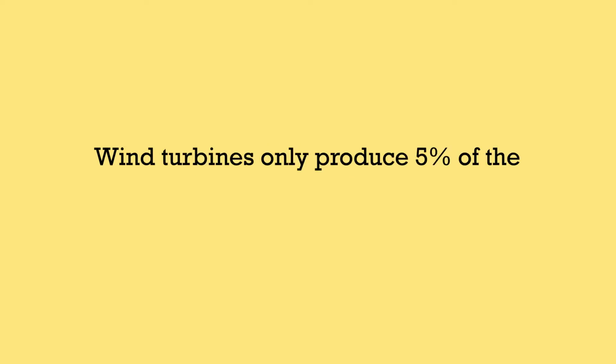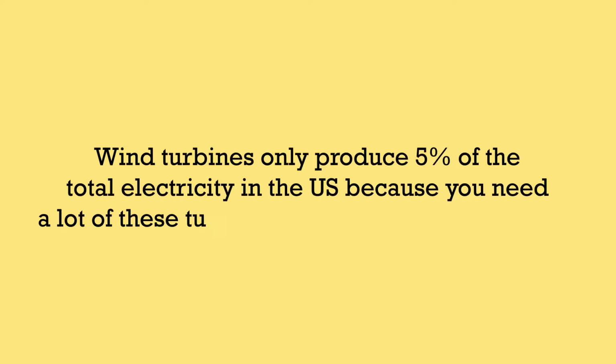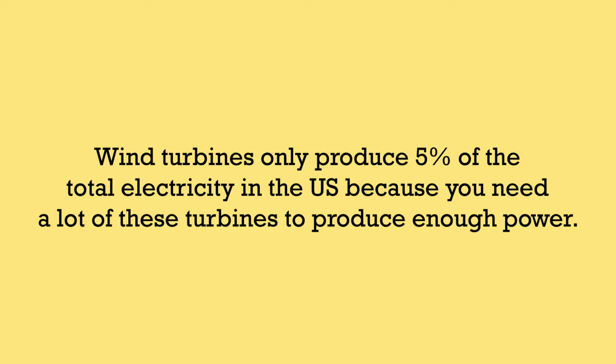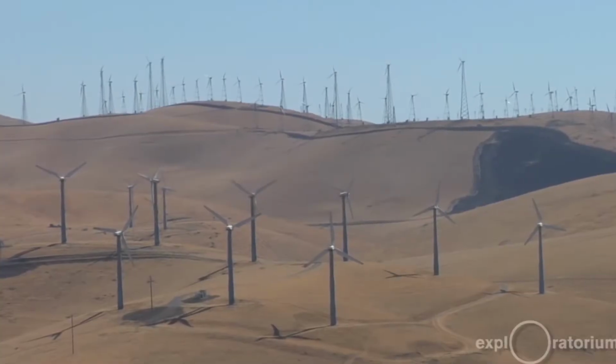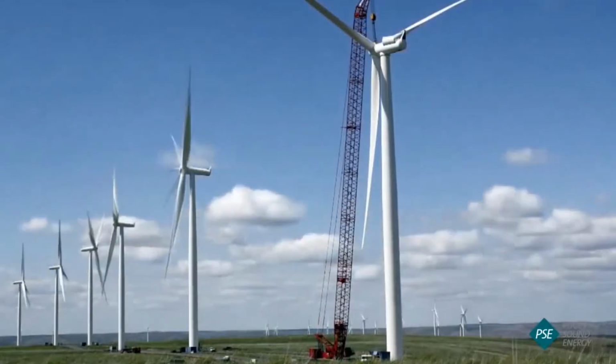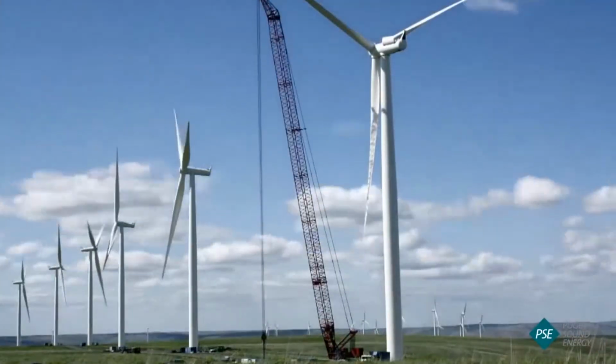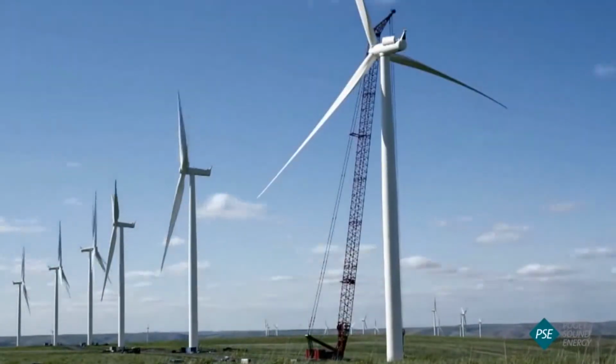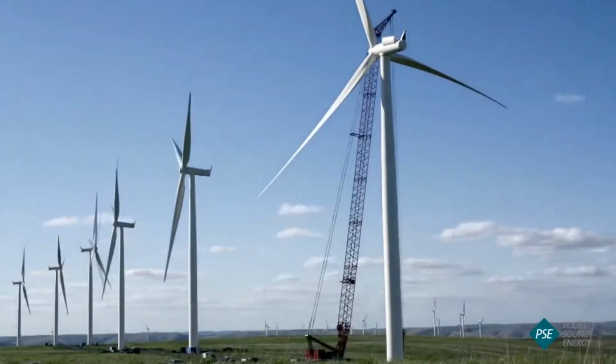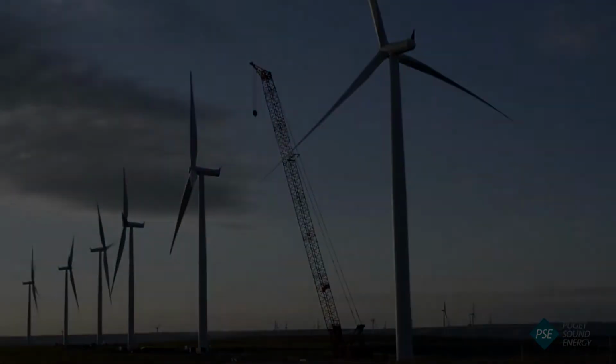Wind turbines only produce 5% of the total electricity in the US because you need a lot of these turbines to produce enough power. They need to be in a constantly windy area, so wind farms are usually situated in plains. Some people also think that turbines aren't pretty to look at and they can get incredibly loud when those blades spin, so they'd rather use another type of energy source.